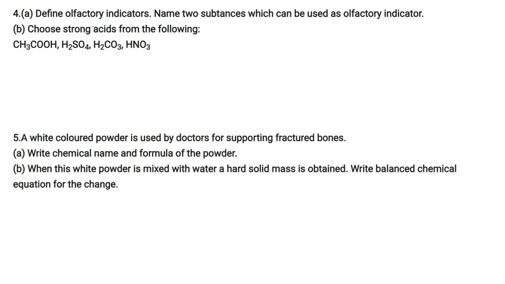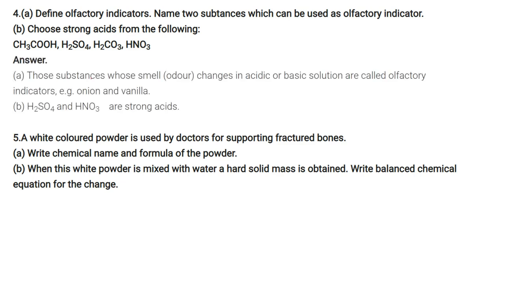Define olfactory indicators. Name two substances which can be used as olfactory indicators. Those substances whose odor, or smell, changes in acidic and basic solutions are known as olfactory indicators, like onion and vanilla.